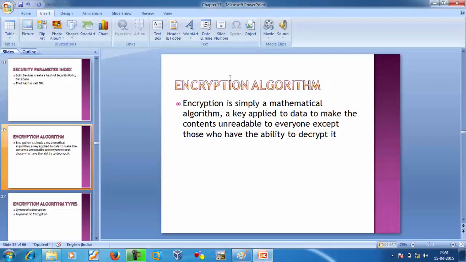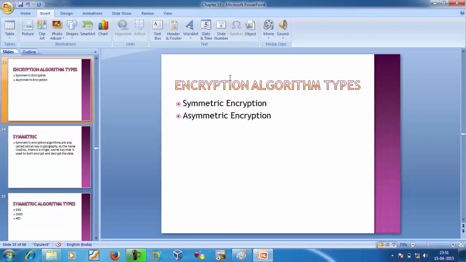Okay, encryption algorithm. Encryption is simply a mathematical algorithm. A key is applied to data to make the content unreadable to everyone except those who have the ability to decrypt it. Encryption algorithms are of two types, symmetric and asymmetric encryption. Okay, now we want to know what symmetric encryption is.